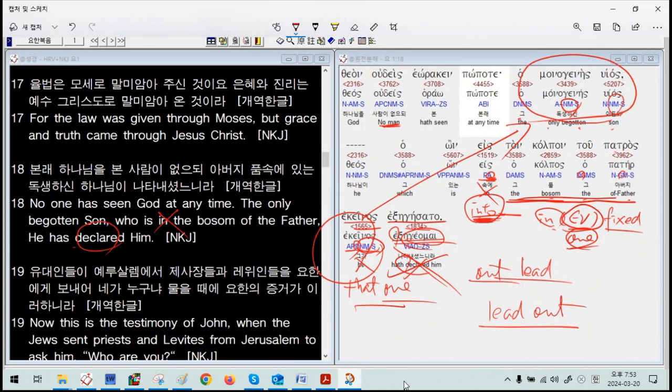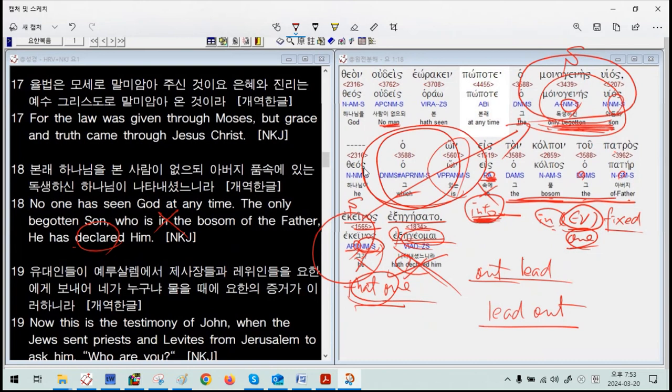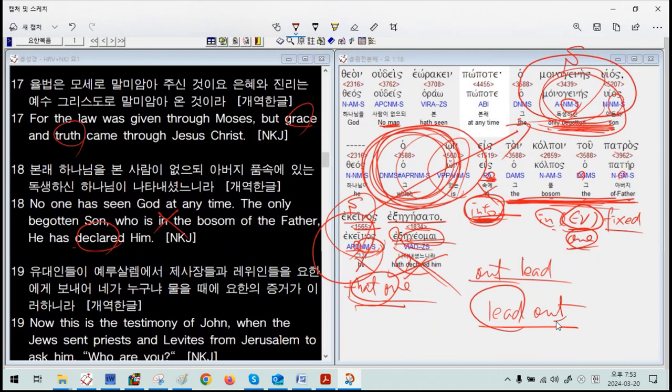So then this is the subject, and the same subject is here. That one is the only begotten son. What is the status of that one? The only born son, the one being, who is existing continuously, habitually, repeatedly. So he can bring us, using the grace of God and the truth of God, so we are moving into the bosom of the Father. So in order to do that, to bring us into the bosom of the Father, the only begotten Son leads out God. He leads out God, okay?